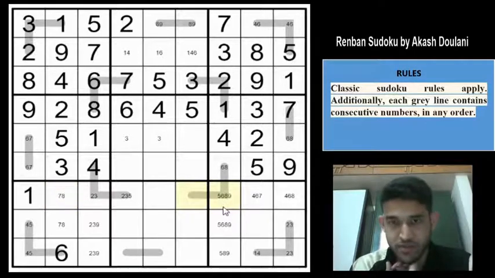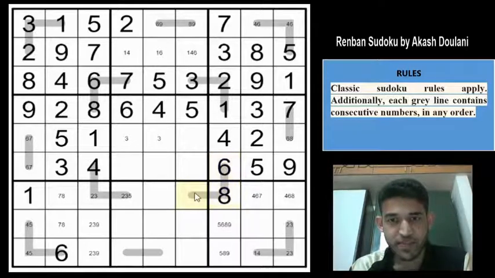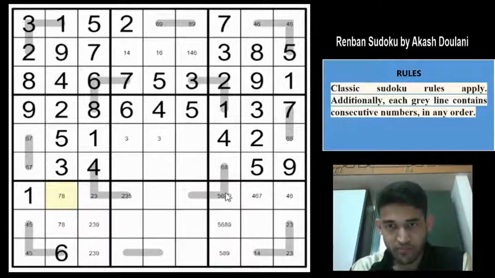Not much information. Can you have an 8 here? If you have an 8, so this must be 6 and this must be 7. You can't have an 8 here, right? Because when you have an 8 here, I'll show you. If you have an 8 here, this becomes 6, and to satisfy this Renban line, this would have to be a 7, but you already have a 7, 8 there, right? Which means that you can't have an 8 there. So 8 can be eliminated.